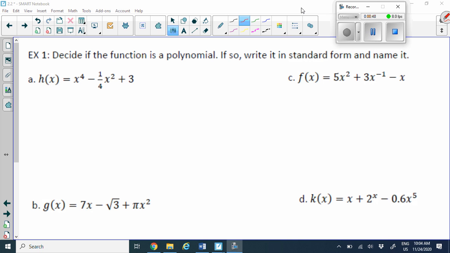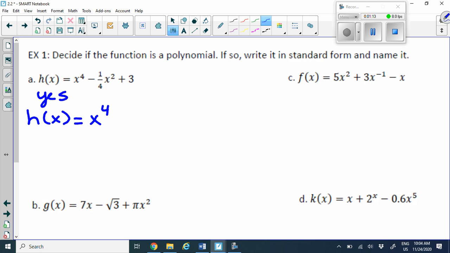So our coefficient in front of the x to the fourth is 1. We have negative 1/4 and 3. All of those are real numbers. So since we satisfied all 3 criteria, yes, this is a polynomial. So now we need to write it in standard form. Remember, we go from descending order, meaning we go from the largest exponent to the smallest. Now the nice part is this one is actually already written in standard form.